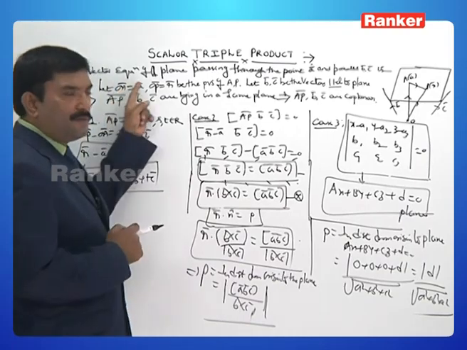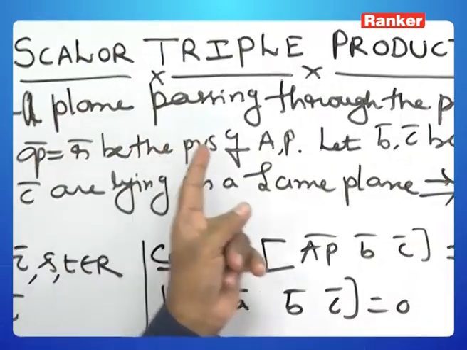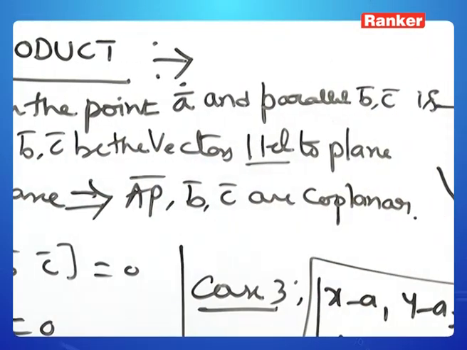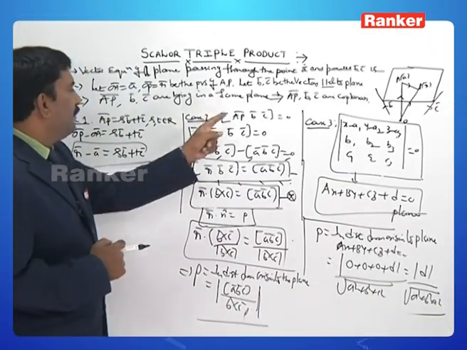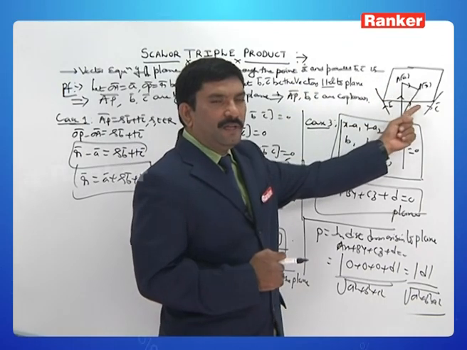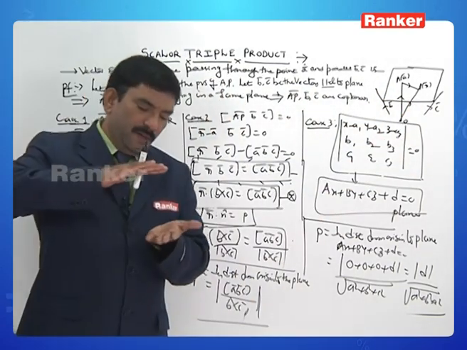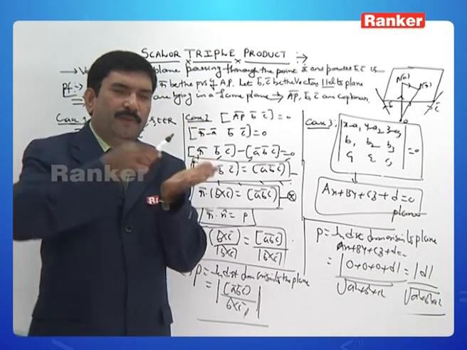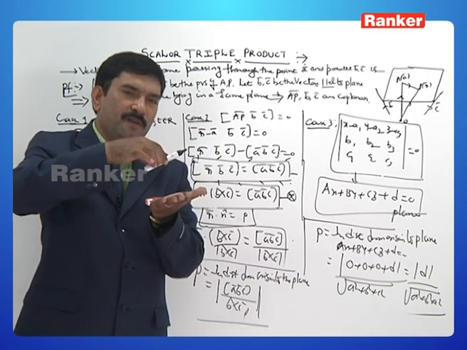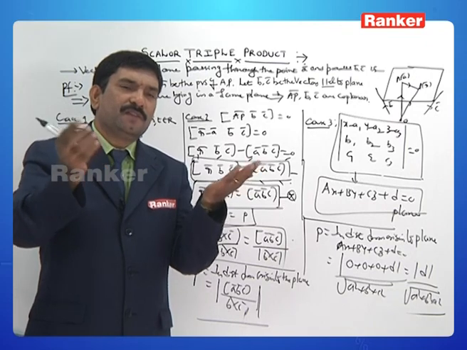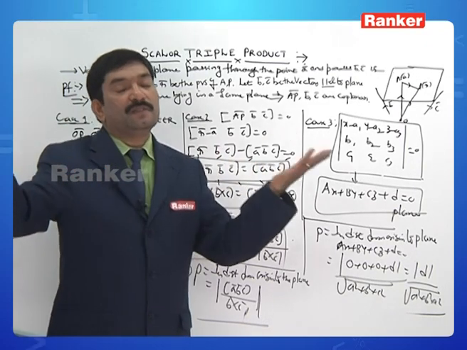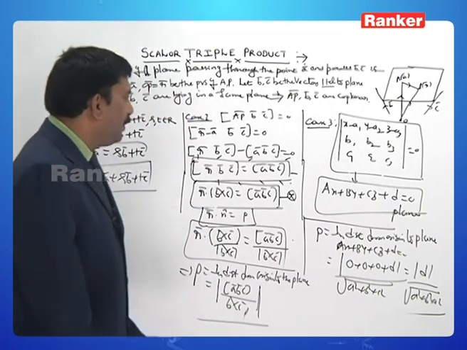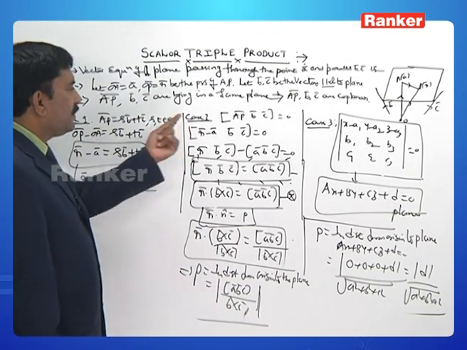Yes, let OA bar is equal to A bar, OP bar is equal to R bar, the position vectors of A and P. B bar, C bar are the vectors parallel to the plane. Yes, AP bar, B bar, C bar, from the figure, they are lying in the same plane. When B bar and C bar are parallel to this plane containing AP bar, what's the definition of coplanarity? The vectors which are lying in the same plane or parallel planes are nothing but coplanar. So therefore, now this is coplanar.